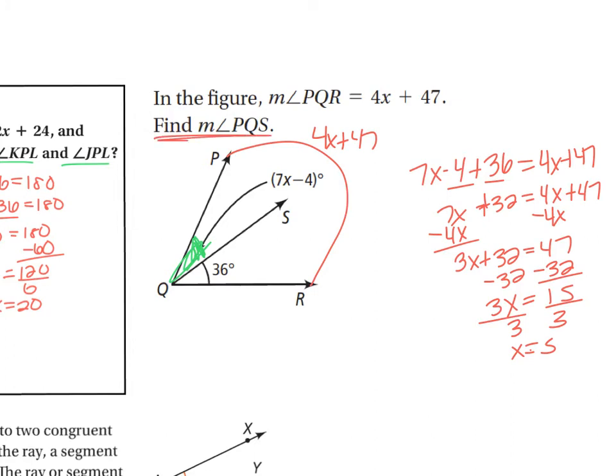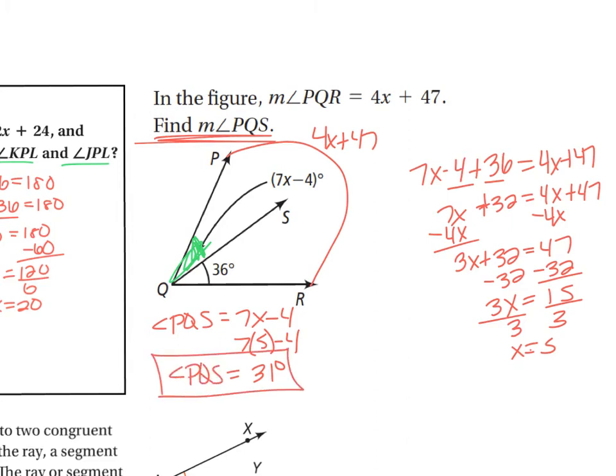Okay, so then we just need to find out one thing. What is the measure of PQS? So angle PQS, they said, was 7x minus 4. So we're going to have to do 7 times 5 minus 4, which is 35 minus 4, so 31. 31 degrees equals angle PQS. And that seems like a realistic number.